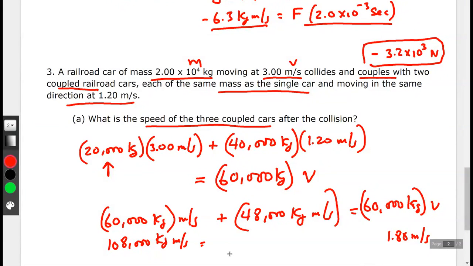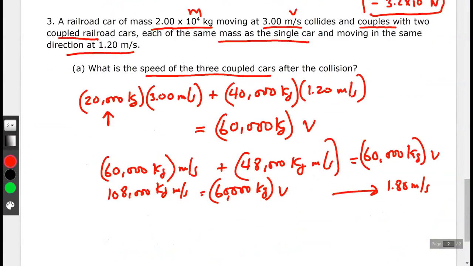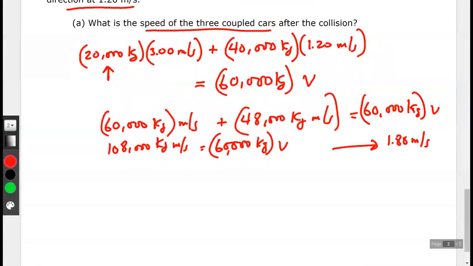So 108,000 kilogram meters per second equals 60,000 kilograms times V. Divide both sides by 60,000 to isolate the V, and you get the following answer. And that is it. Did you follow that?